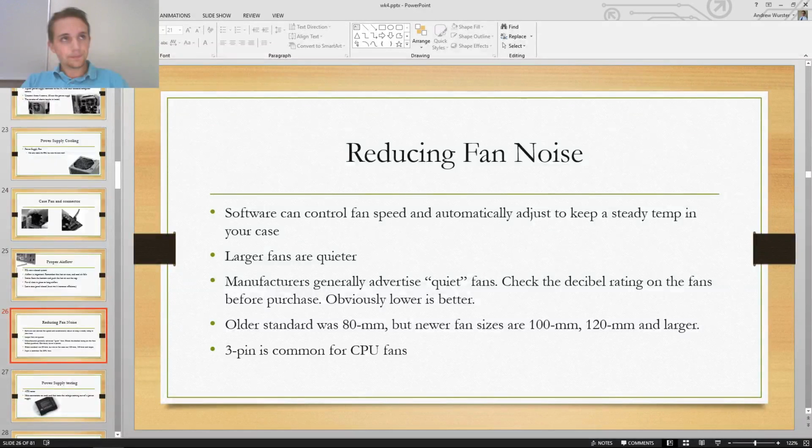Like I said, if you have smaller fans, it's going to be like a jet taking off if you're trying to keep it really cool. 3-pin connectors are very common. You'll see 4-pin connectors more recently, and that gives the motherboard extra capability with control over the speed of the fan.